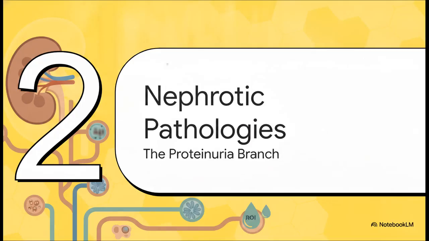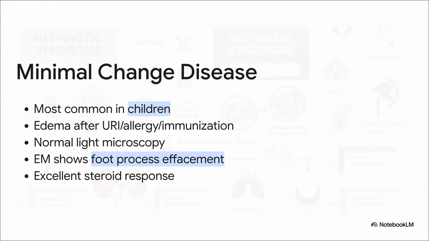Section 2. Classic nephrotic syndrome pathologies. The proteinuria branch. Let's look at minimal change disease. This is super common in children. The classic presentation is a kid with abrupt edema right after a URI, an allergy, or an immunization. Light microscopy is completely normal, but electron microscopy gives it away with foot process effacement. The next best step is giving steroids, and the response is usually excellent.